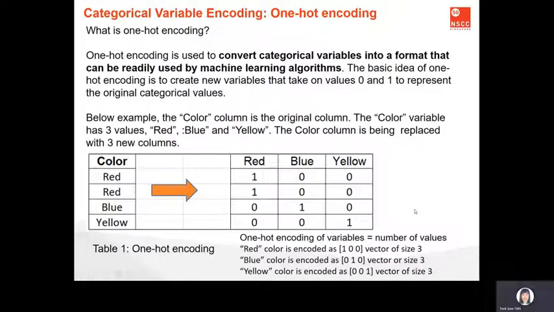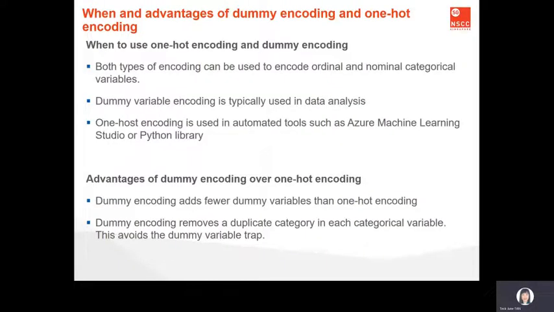When to use one-hot encoding and dummy encoding? Both types of encoding can be used to encode ordinal and nominal categorical variables. Dummy variable encoding is typically used in data analysis. One-hot encoding is used in automated tools such as Azure Machine Learning Studio or Python libraries, and is more widely used.